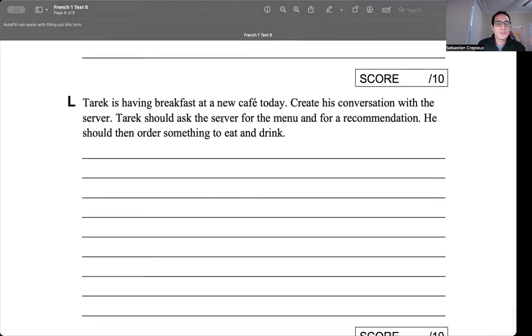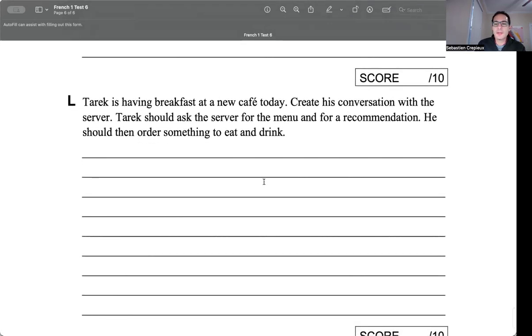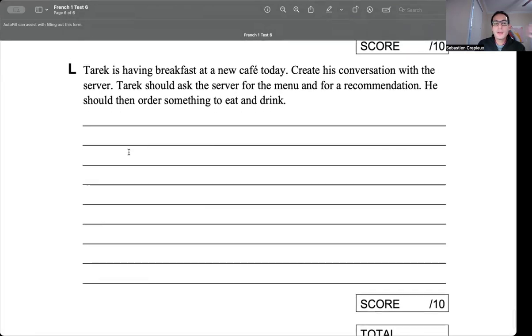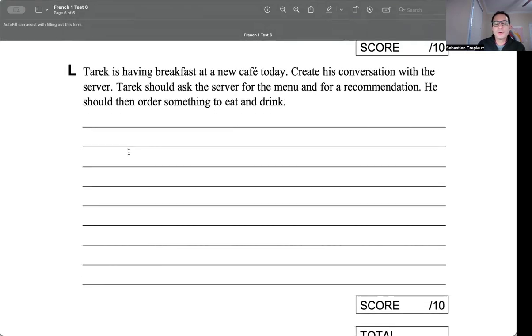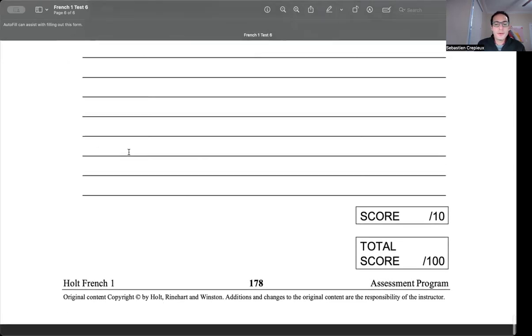And here we are, another conversation. You write something, read, keep it simple, okay? And you're going to be fine, okay? It's something we've done in the homework. So if you have your homework ready, or if you have your book open, you should be able to have a pretty good grade here. Okay, and I think that's it.